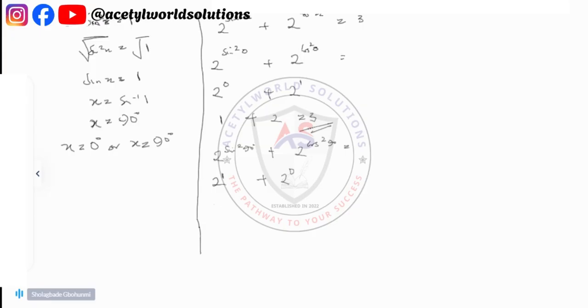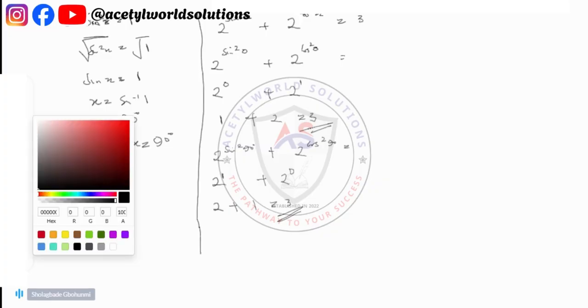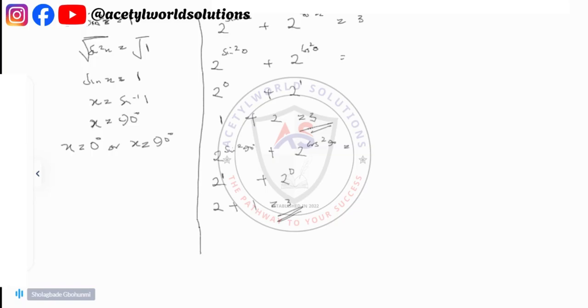So 2 raised to power 1 is 2 plus 2 raised to power 0 is 1 equals 3. So this is your answer. So it means that our answer is correct by saying x equals 0 degree. But there was no range even here. So since there was no range, x equals 0 degree or x equals 90 degree. Thank you very much.